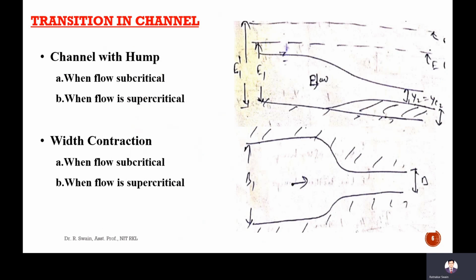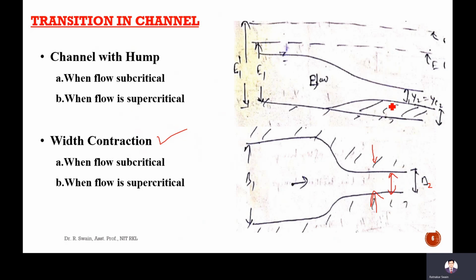Okay, this is now transition in channel. So the next topic is transition in channel. Transition can be a hump, meaning vertical transition. There can be contraction, meaning width contraction, which is the transition in the lateral direction. This is your B1, it changes to B2.